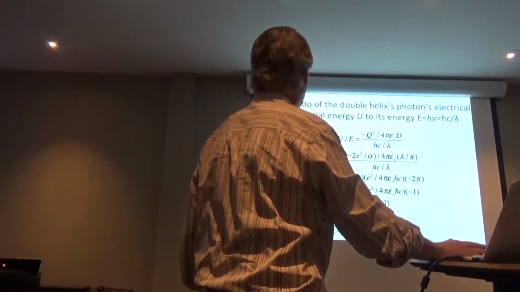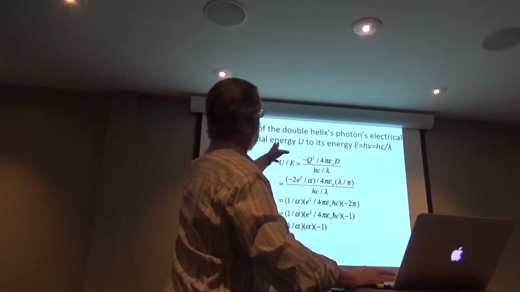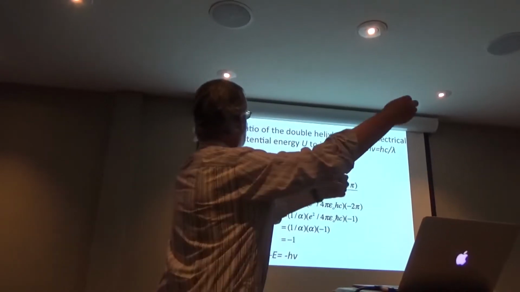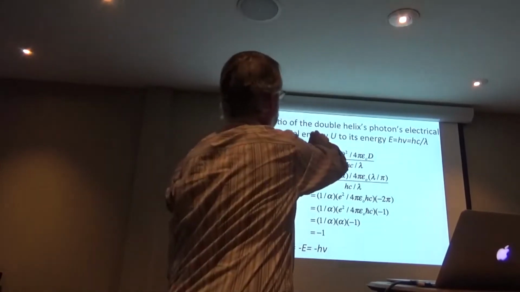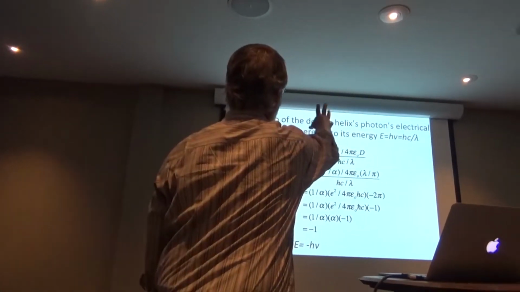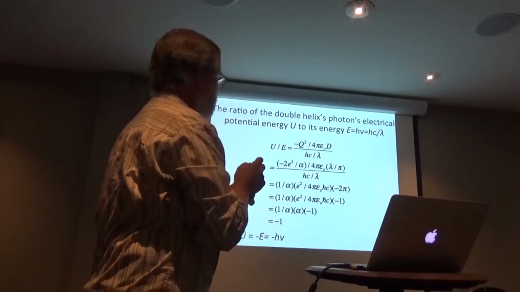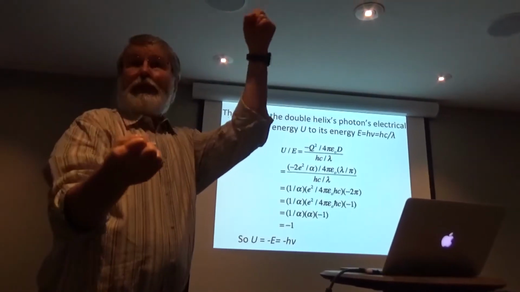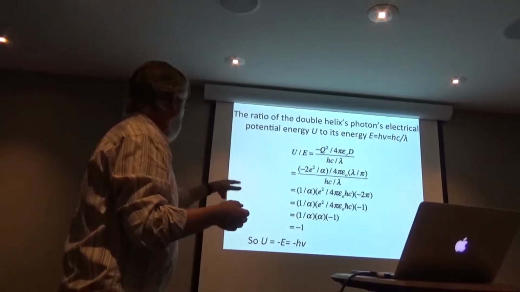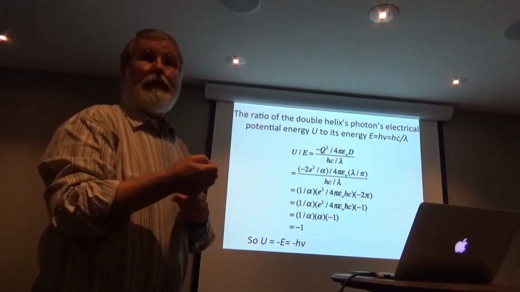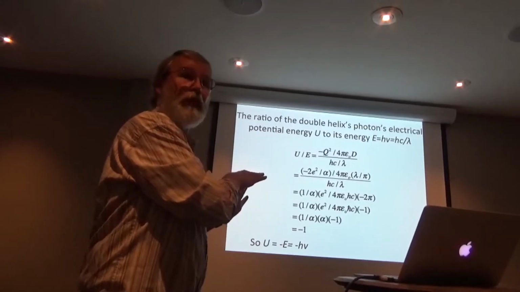What does that come out to? Here's U over E. U is just the potential energy of two charges separated by the distance. Divide that by the energy of the photon, h nu, which is hc over lambda. If you go through that calculation, it comes out -1. So the potential energy of separating the two charges, it's attractive, and so that's a negative potential energy, but it comes out equal in magnitude to h nu of the photon, which to me was a surprise. I wasn't expecting such a simple result.